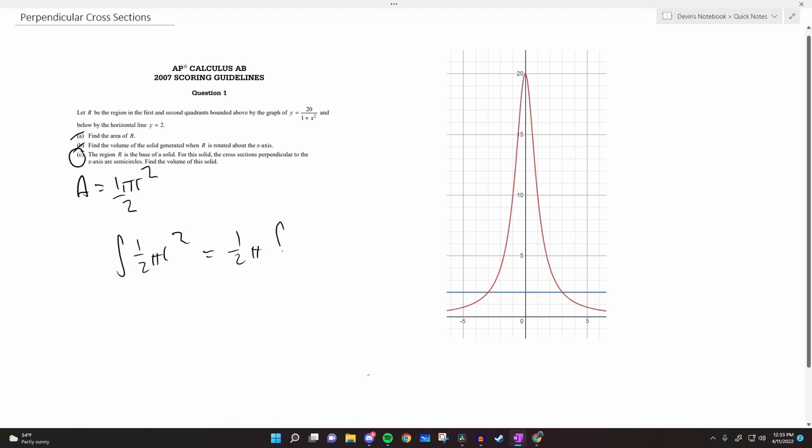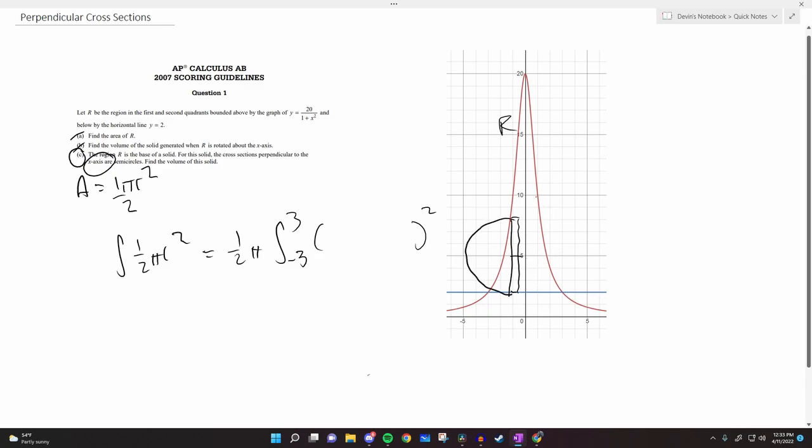1/2 pi integral. Because this is perpendicular to the x-axis, we're going to use the x coordinates where the graph intersects. So that's going to be -3 to 3 of r squared. We don't know what r is. We do know that the distance from here to the top of this rectangle right here would be top minus bottom. And because this is a semicircle, we want half of this distance.